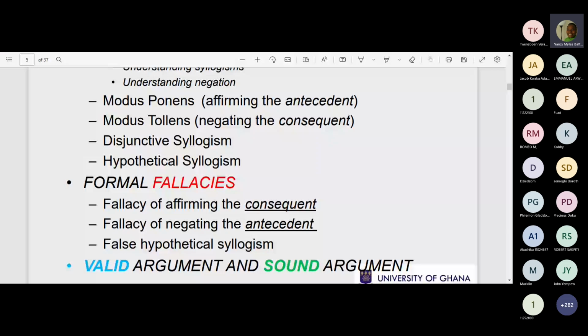Look up on my screen. But the person will rather go affirming the consequent. And that becomes a fallacy. So you don't call it the modus ponens fallacy. No, modus ponens is not a fallacy. So you can't say modus ponens fallacy. You'll be wrong. That fallacy's name would be affirming the consequent, because he didn't affirm the antecedent, he rather affirmed the consequent. That's its name. The other one, trying to do modus tollens, doesn't do it well, negates, but rather negates the antecedent, and then the other one in your text is a false hypothetical syllogism.